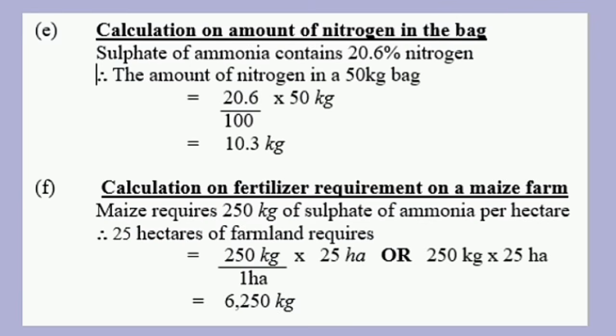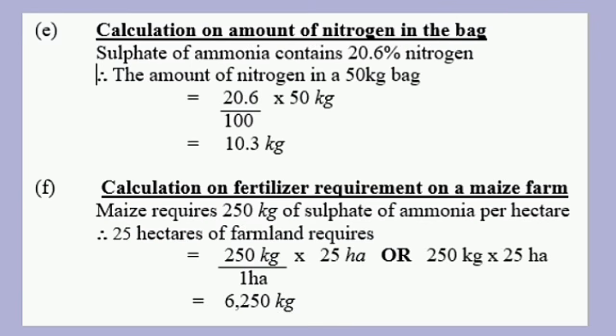But that 20.6% would have been given to you in the question. The question would have told you, let's say, if the fertilizer contains 20.6% nitrogen, calculate the amount of nitrogen in the bag. Okay, so you look at the bag and see it's 50 kg. So if it contains 20.6%, it's 20.6 over 100 times 50 kg. And then they can go ahead and ask you questions like, if maize requires 250 kg of specimen A per hectare of farmland, calculate the quantity of fertilizer required for the cultivation of 25 hectares of farmland, something like that. So they've given you 250 kg for 1 hectare. So for 25 hectares, what would you do? It's simple to calculate.